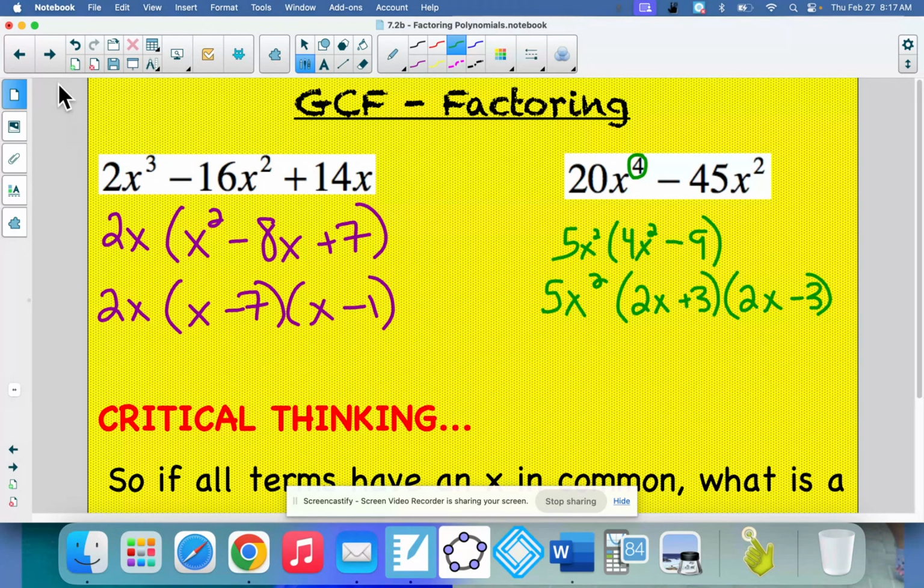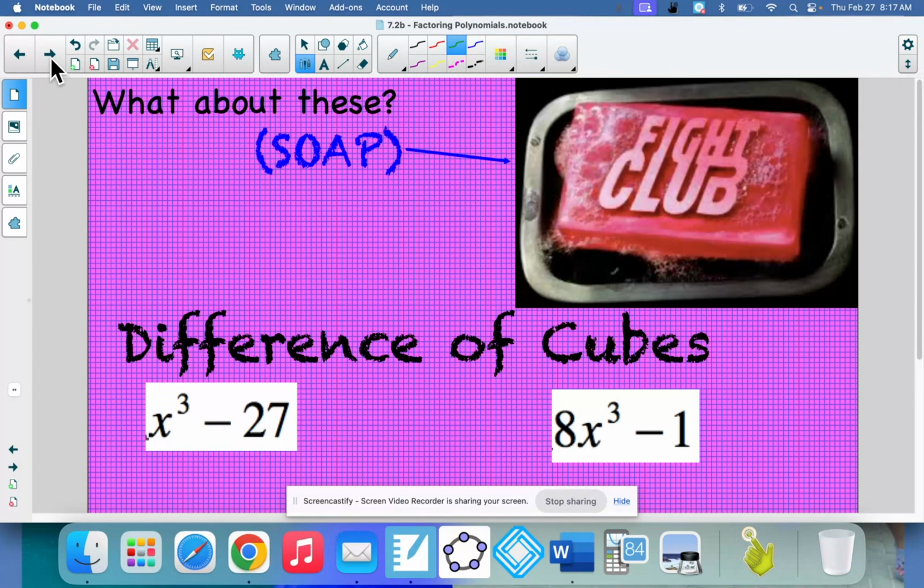So that's that one. And the second one in the first video is a special factoring pattern. They're called differences or sums of cubes. Anytime you get a polynomial which is only 2 terms, and one of them is a perfect cube, or some variation of a perfect cube, you can break it into a sum or a difference of cubes. We're going to start with a difference of cubes first, but it works for a sum of cubes. Now, what does this SOAP thing mean? I'm going to show you in a second.